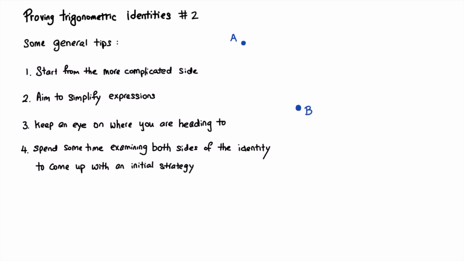So for example, if I have here two dots A and B representing the two sides of a trigonometric identity, we want to go from A to B. And so we are going from the more complicated side to the simpler side. And it is often useful to know how B looks so that we know what we should be doing.